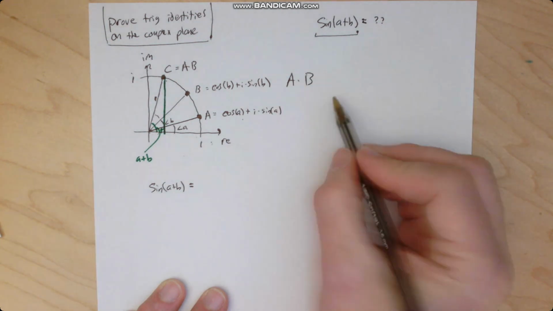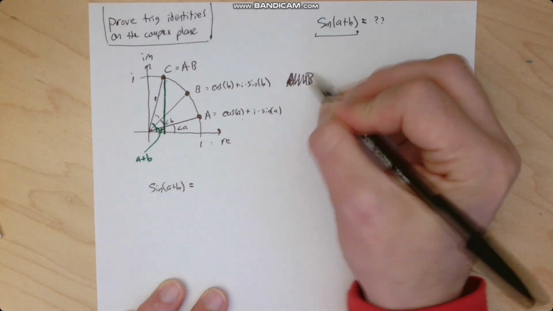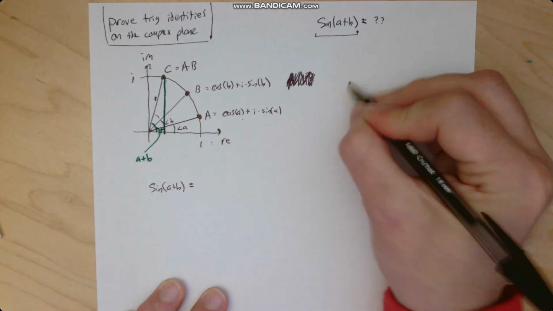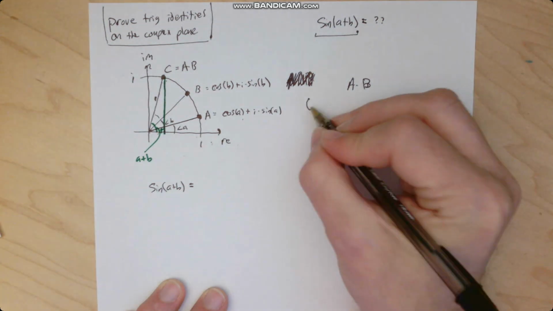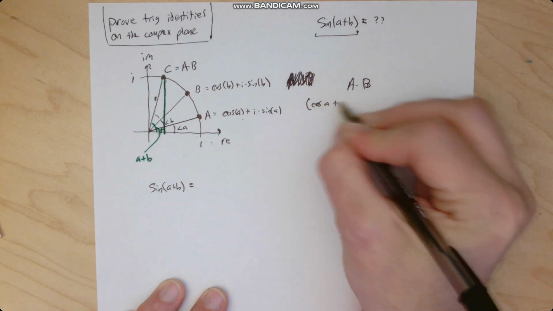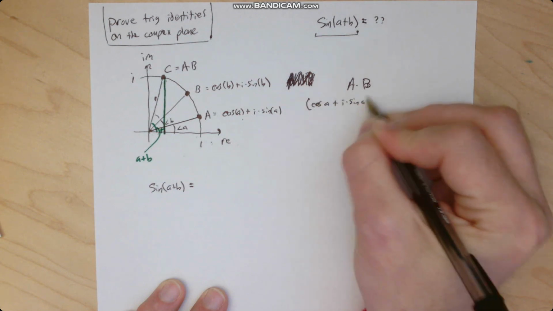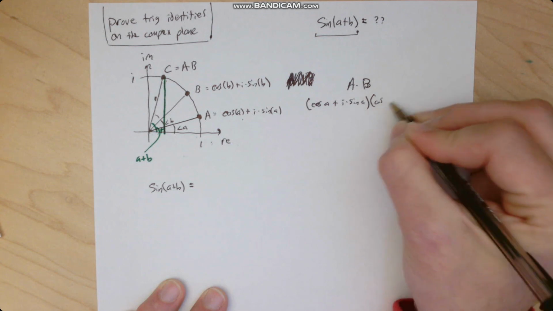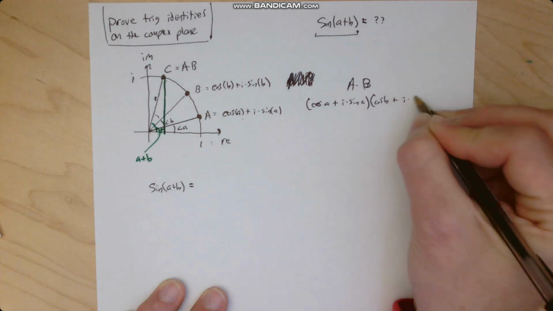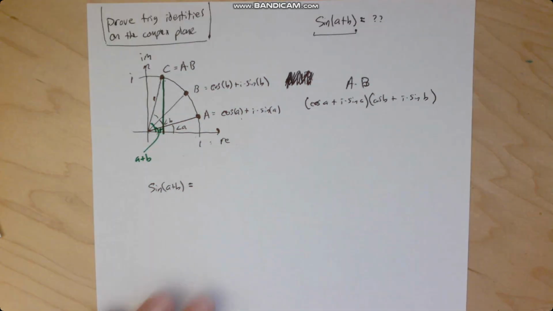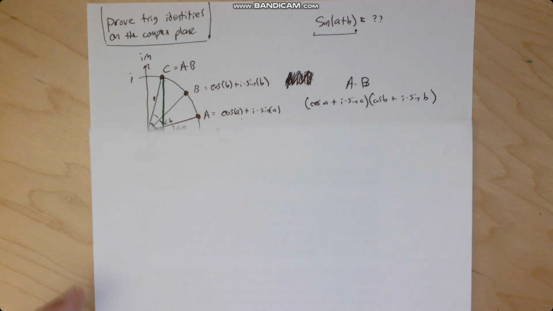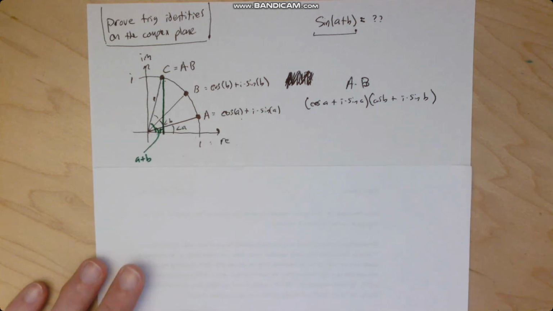And now we're ready to actually multiply this out. I should have scooted this over a little bit. All right. So A times B. Let's multiply it out. A is cosine A plus i sine A. B is cosine B plus i sine B. Something tells me I'm going to need a lot of space here, so let's prepare ourselves. I'm going to do the multiplication right down here.